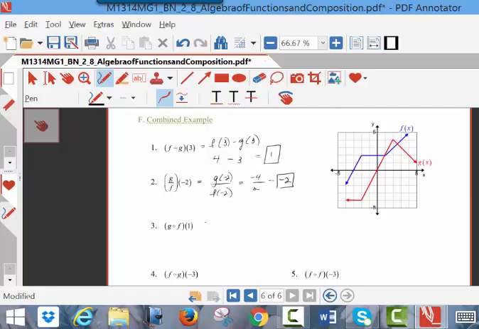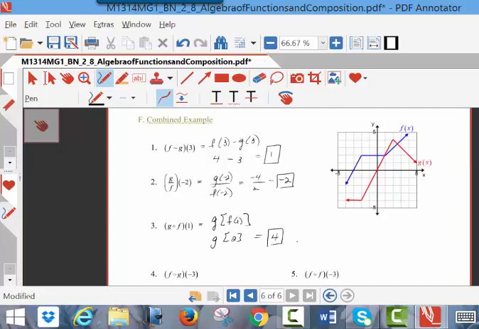Okay. All right, here's a composition. So this is g of f of 1. So first I have to find f of 1. Okay, f of 1 is my blue line. When the x value is 1, the blue line has a y value of 2. And now g of 2 is go to the red line where the x value is 2, you get a y value of 4.